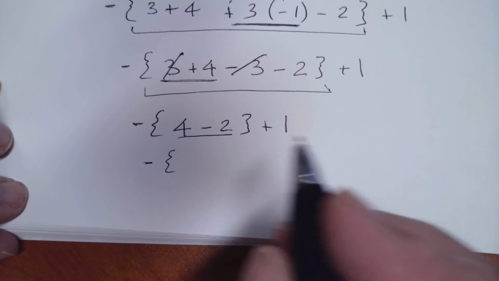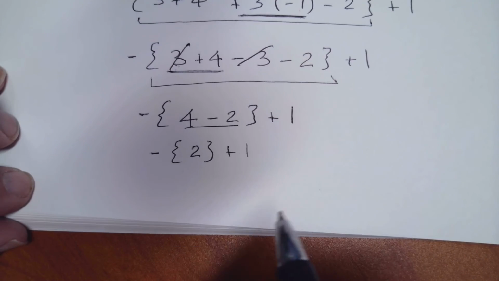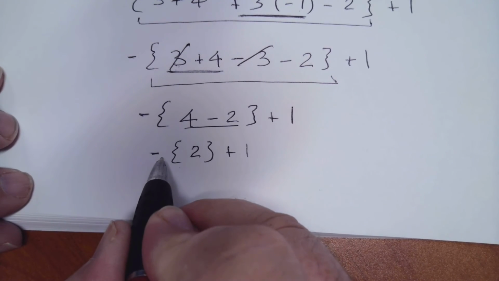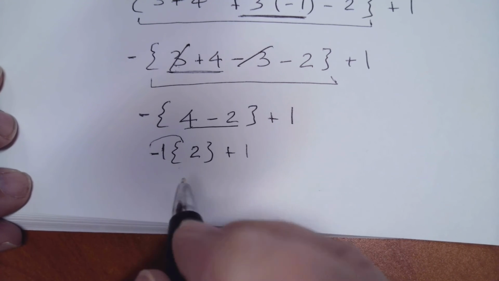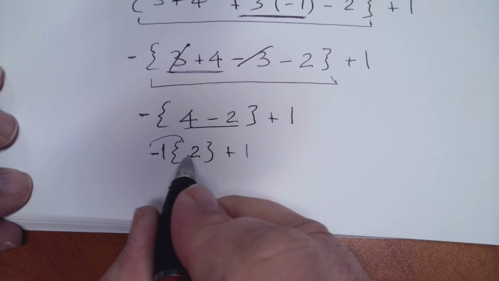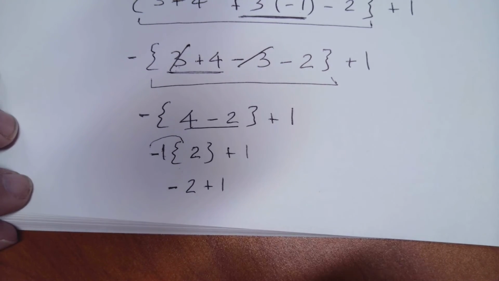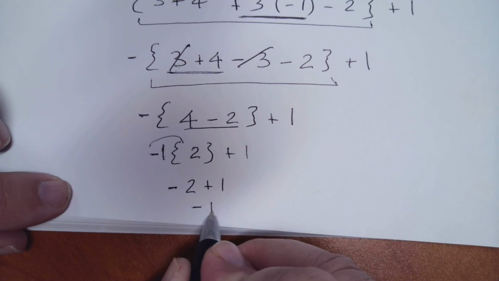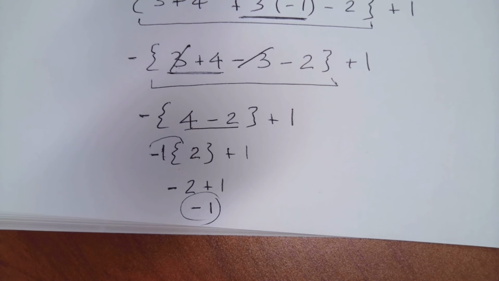Four minus 2 is? I can't do anything else inside there, so I multiply. What number is between there? Now, negative times positive is a negative. 1 times 2 is 2. Negative 2 plus 1 is? Negative 1. Yes. Don't say I made a mistake.